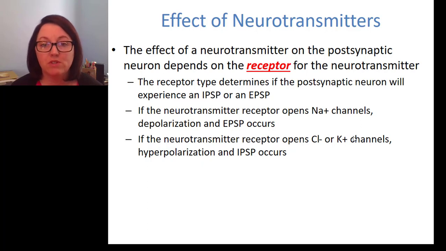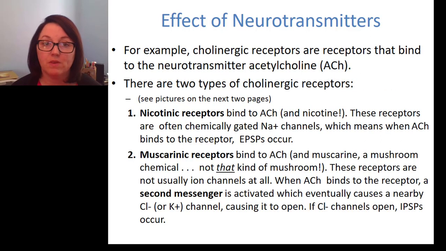If the neurotransmitter receptor opens sodium channels, depolarization will occur, and the postsynaptic neuron experiences an EPSP. If the neurotransmitter receptor opens potassium channels or chloride ion channels, hyperpolarization will occur, and this means an IPSP will occur. So you can see how the receptor is really important for determining the effect on the postsynaptic neuron. Let's take a look at a specific example.